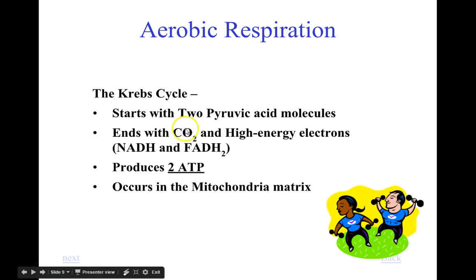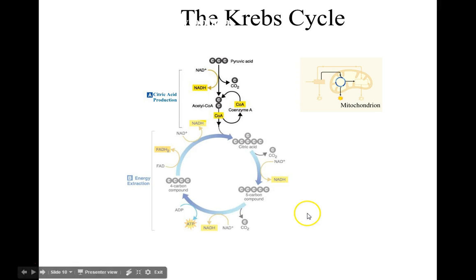The Krebs cycle makes carbon dioxide as a byproduct, and it also generates some high energy electrons that can be transported with the help of NAD plus and FAD plus. Basically, they're going to pick up hydrogen ions and they're going to help transport these high energy electrons to the electron transport chain. The Krebs cycle is a very important step in the process. It does yield 2 ATP as a result. And this again provides some energy for our cells to do work and happens in the mitochondria.